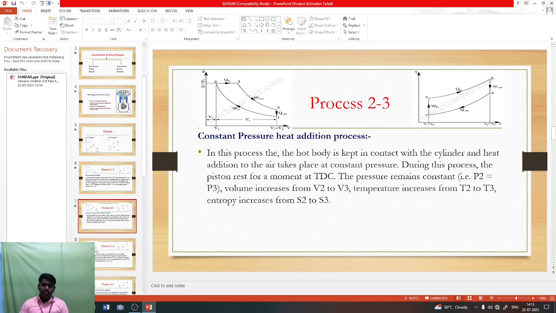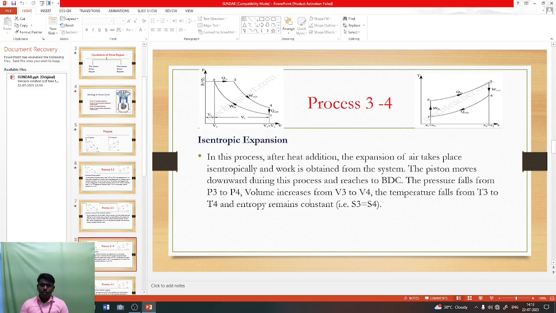So here the volume increases from V2 to V3. We can see our x-axis. The volume has increased from V2 to V3. Now we can see our temperature-entropy TS diagram. In that diagram the temperature increases from T2 to T3. At the same time the entropy also increases from S2 to S3. This is our process number 2 to 3.